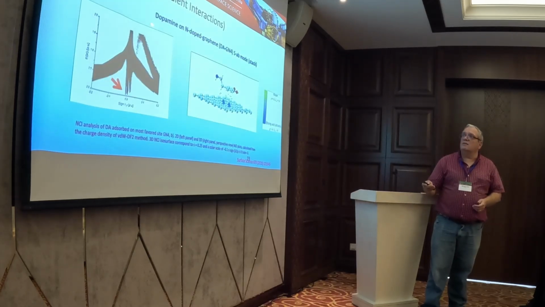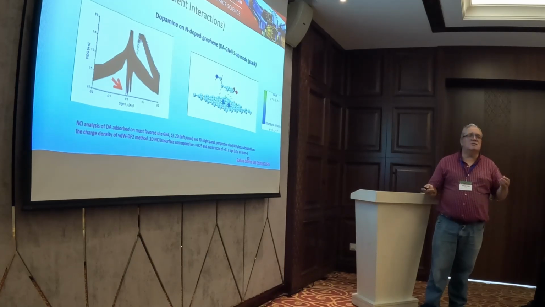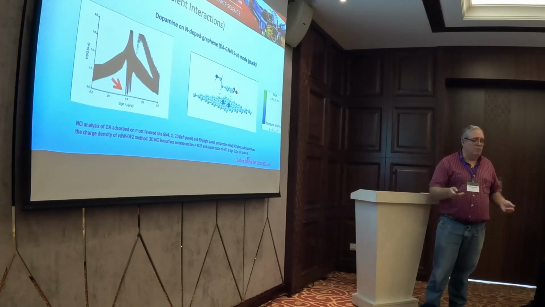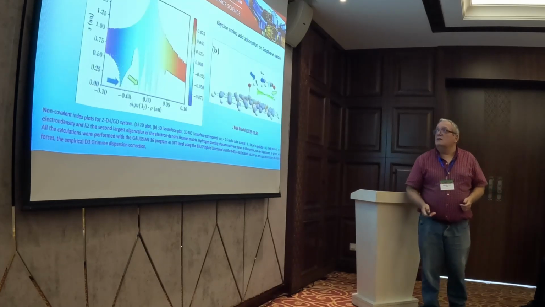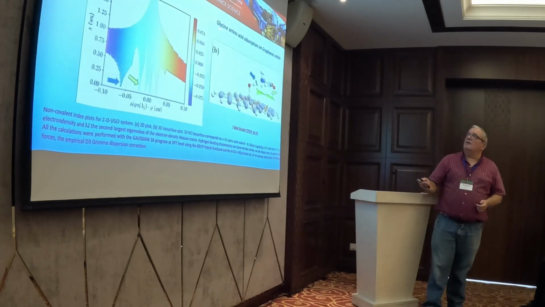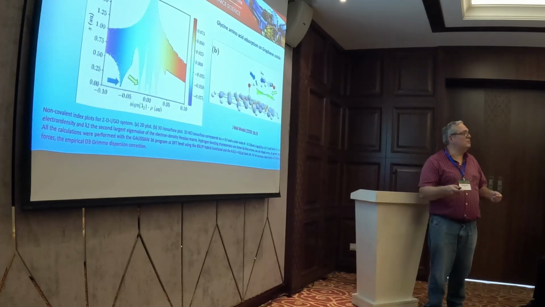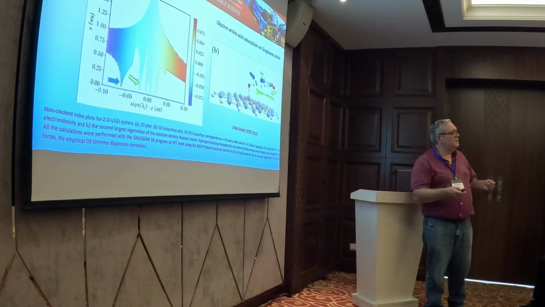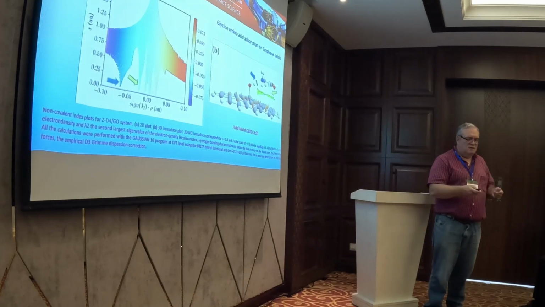You can study, for example, dopamine or nitrogen-doped graphene here, and you can choose a way of mapping this electron density and describe this so-called non-covalent interaction. In this case, this is an amino acid, glycine, again on the surface. This is a nice problem related to building a sensor to detect amino acids in some samples.